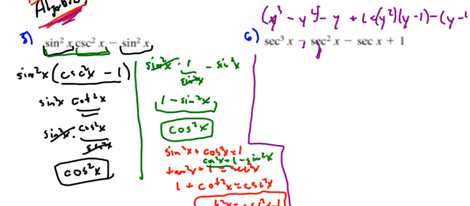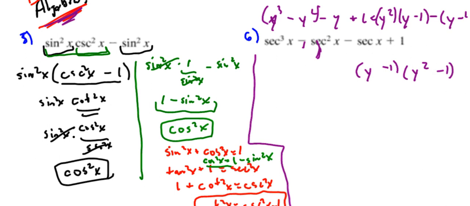All right. Well, in any case, I can then factor out this value. So what I have is y minus 1 times y squared minus 1, and I have my expression.